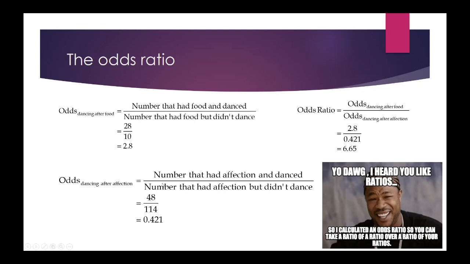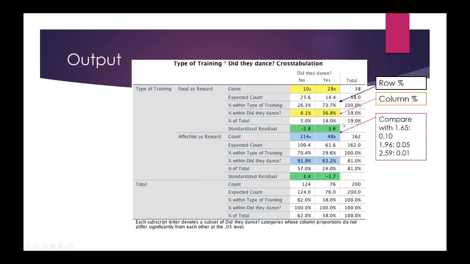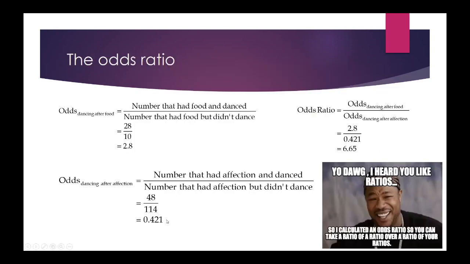On the other end, we're then taking the number that did not dance. If we look back here, we have 48 over 114, which gives us a value of 0.421. We then plug that into our model and we get an odds ratio of 6.65. So what that is telling us is that cats were 6.65 times more likely to dance when they had food as a reward as opposed to affection.